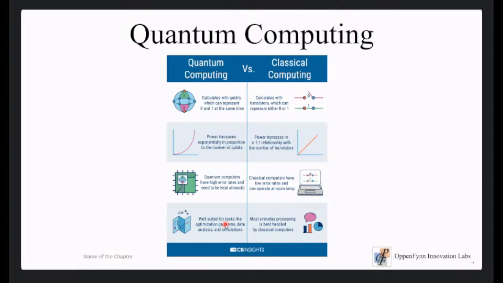So the point of this is, a quantum computer is not necessarily a good general purpose computer. That's the point I want to bring out here. It is very good for specific problems. Optimization problems are a very good example, but quantum computers are not good general purpose computers. That's the idea I want to bring out here.